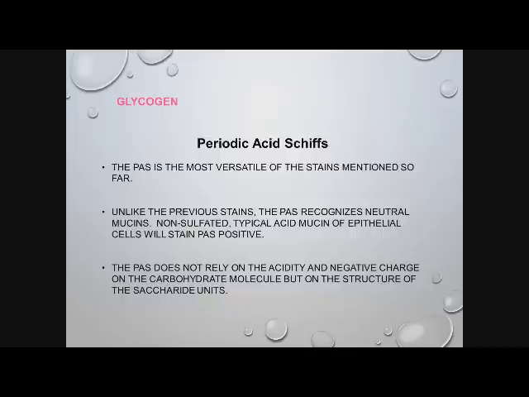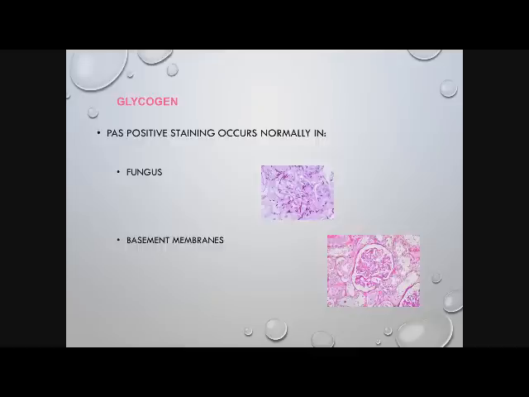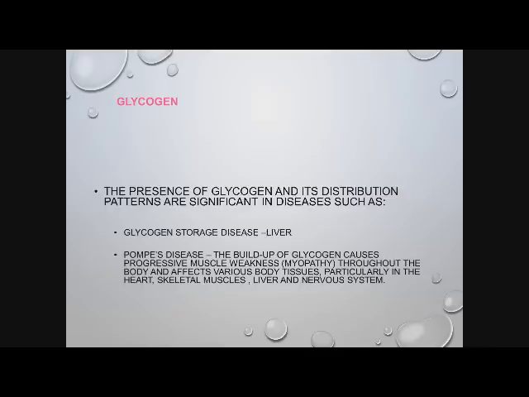The PAS does not rely on the acidity and negative charge on the carbohydrate molecule, but on the structure of the saccharide unit itself. So some things that normally stain PAS positive are fungus. A lot of people use PAS as their go-to fungus stain. Basement membranes, again, of kidneys and skin, that's kidney glomerulus. The presence of glycogen and its distribution patterns are significant in diseases such as glycogen storage disease of the liver. I know we've all done PASs on livers, whether it's from autopsy or liver biopsies. Then you've got Pompe's disease, which isn't as common as glycogen storage, but it's basically glycogen storage in your muscles that affects almost every muscle in your body, including heart and skeletal muscles.